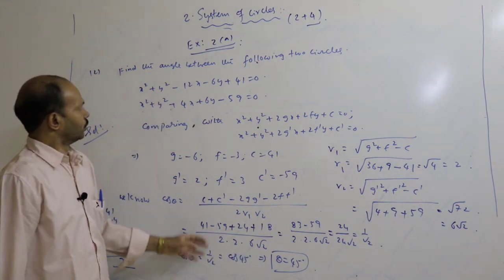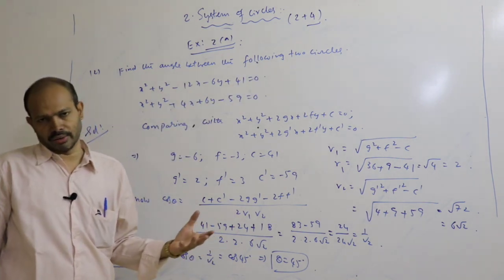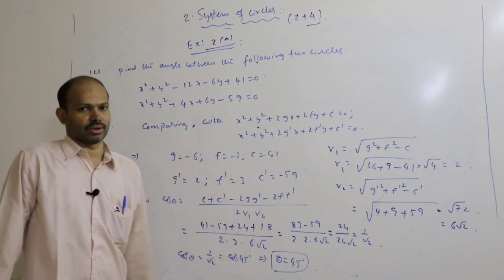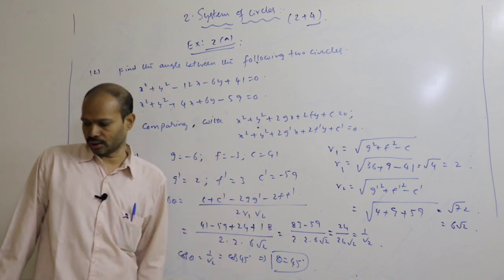This is the method how to find the angle between two circles. Sometimes the same question was given in IPE for 4 marks also, actually related to objective questions, objective model.